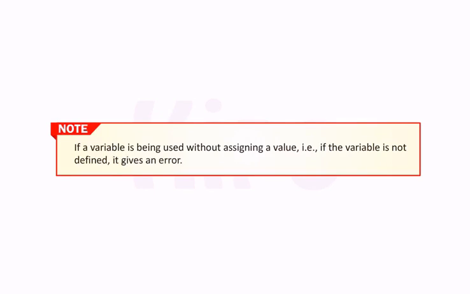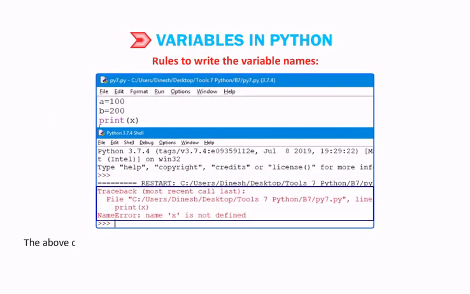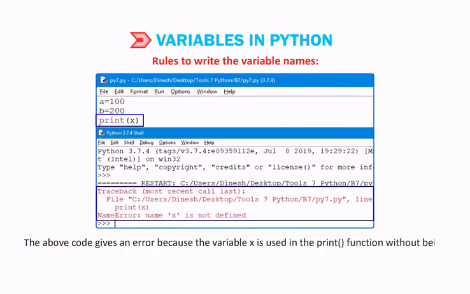Students, if a variable is being used without assigning a value, that is, if the variable is not defined, it gives an error. The above code gives an error because the variable x is used in the print function without being defined.